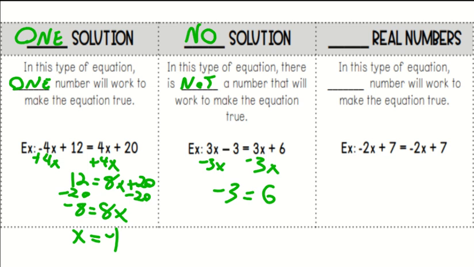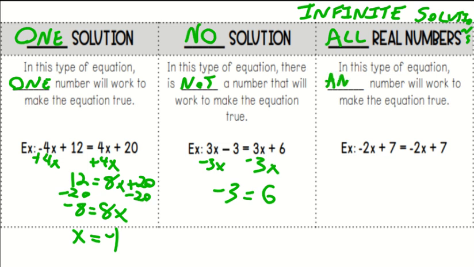The last one for what the sheet has for our notes, all real numbers. And I need you to write this in above it or something. A lot of times you see it as infinite. I'm going to run out of space, but infinite solutions. Okay? In that equation, any number will make it true.